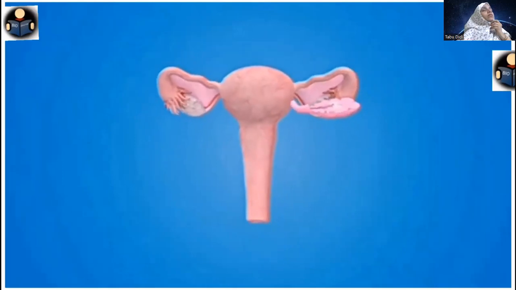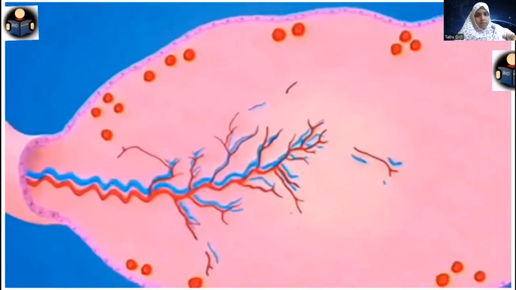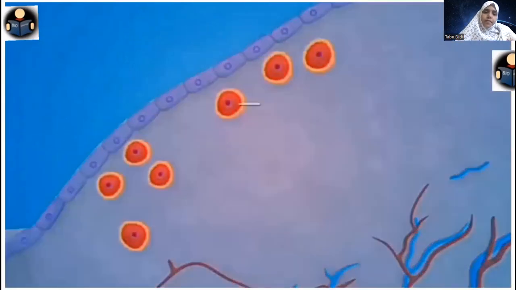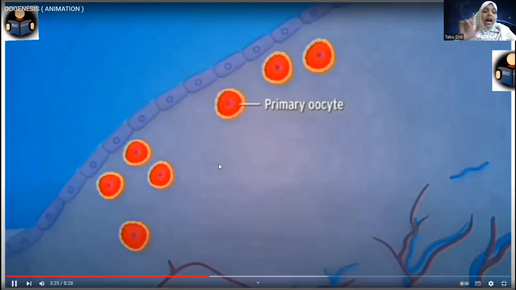During each menstrual cycle, about 5 to 12 primary oocytes come out of dictyotene stage under the influence of gonadal hormones secreted by anterior pituitary gland.